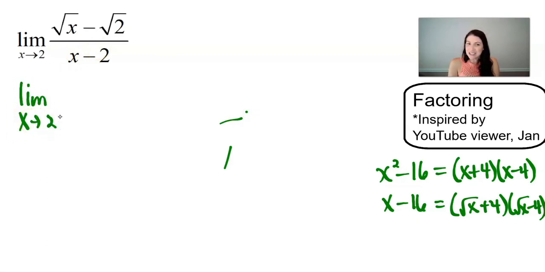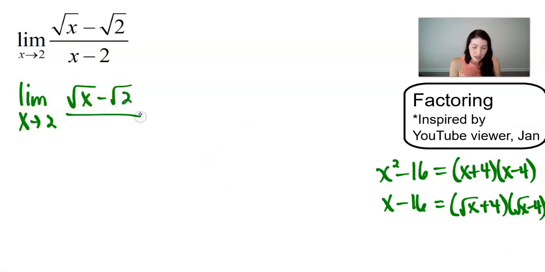All right, don't forget to keep that limit notation. I have root x minus root 2 in the denominator. Okay, we're going to factor this denominator as a difference of squares. So if I take the square root of each of those terms, I would have square root of x plus square root of 2, and square root of x minus square root of 2.